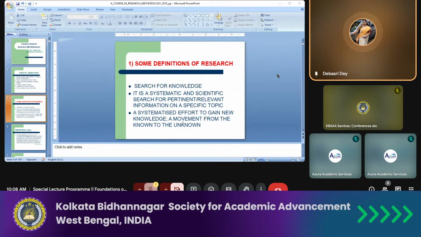Research in simple terms, I want to refer to as the search of knowledge. Search of knowledge of our own, search of knowledge of our surroundings, and search of knowledge which we want to apply. So it is a scientific as well as systematic search for information on a particular topic or issue, and it is also known as the art of scientific investigation. Several social scientists have defined research in different ways.